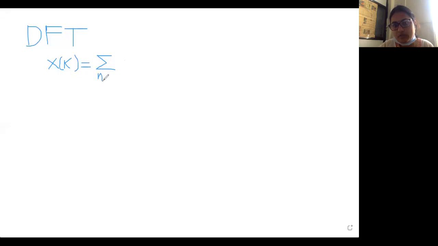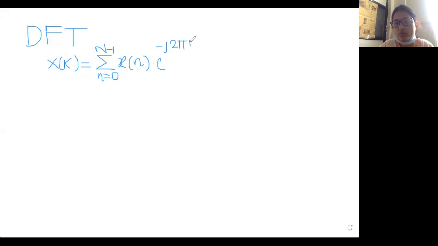Are you remembering? We are converting the input signal, or time domain signal, into the frequency domain with the help of the discrete Fourier transform. So the formula for DFT is X of k is equal to summation n varies from 0 to N minus 1, of the discrete input sequence x of n into e raised to minus j 2 pi k n divided by capital N.